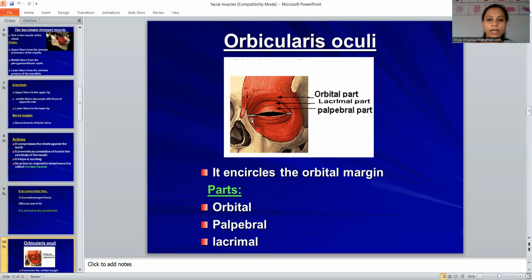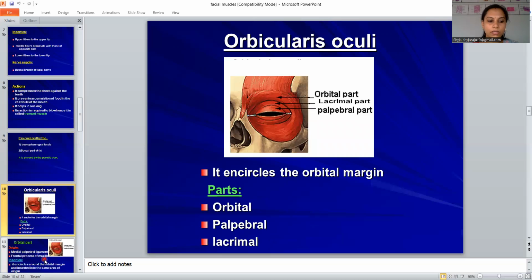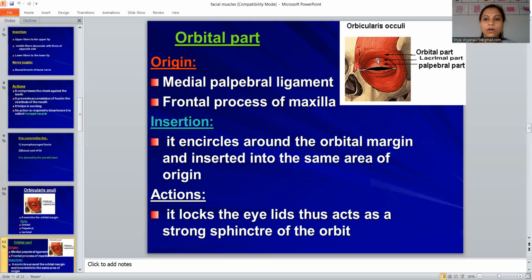Next is orbicularis oculi. The picture you can see here, it has three parts: orbital part, lacrimal part, and the palpebral part. It encircles the orbital margin. First, the orbital part. The origin is from the medial palpebral ligament. You can see here the orbital part, the encircled one. It originates from this white line, which represents the medial palpebral ligament, encircles like this and gets inserted into the same point of origin. Action: it locks the eyelid, thus acting as a strong sphincter of the orbit.